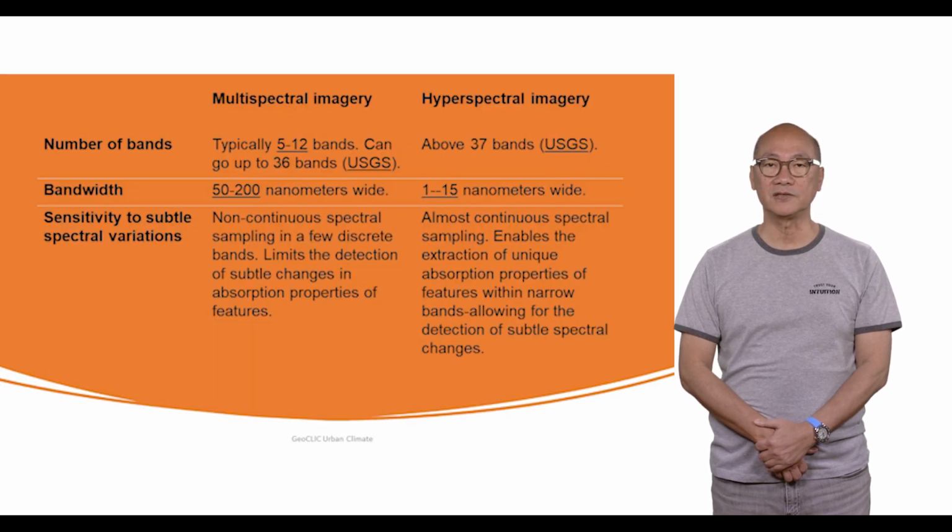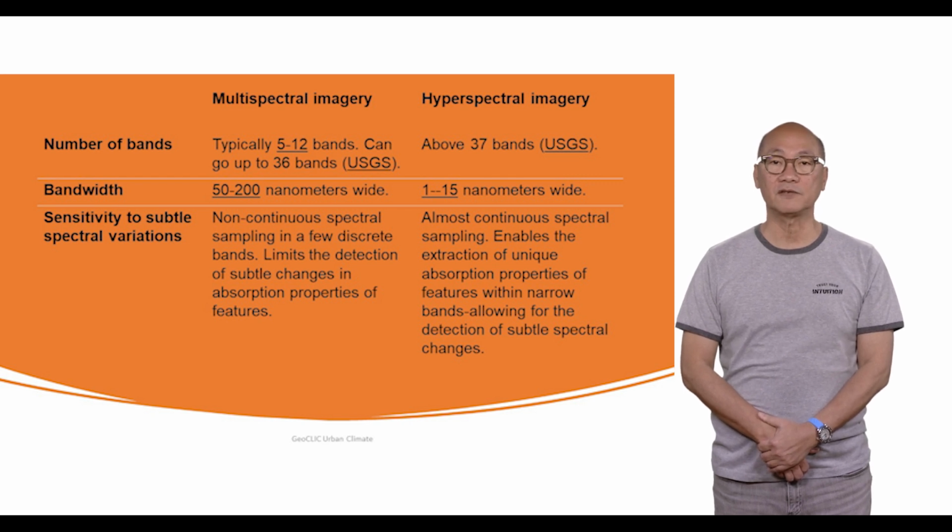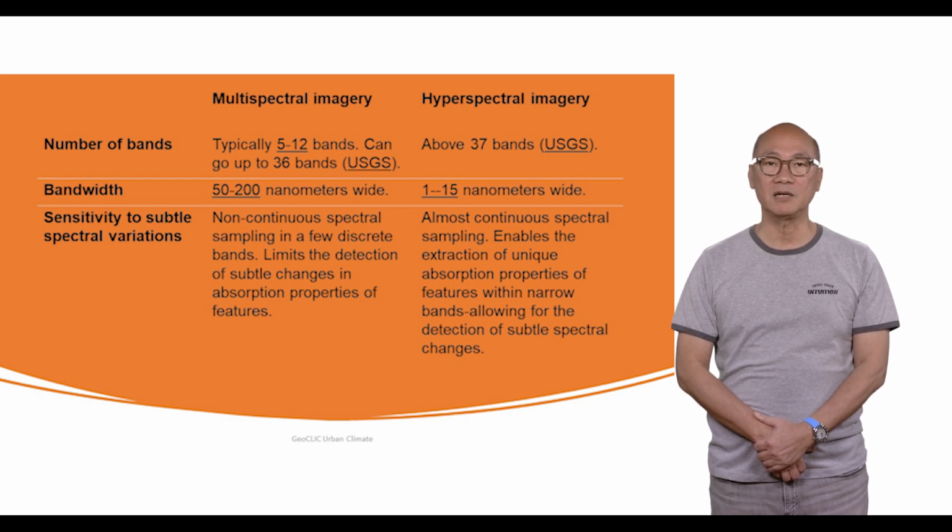This table lists the differences between multispectral and hyperspectral imagery. In terms of number of bands, multispectral imagery typically has 5 to 12 bands. For hyperspectral imagery, it will have dozens and typically more than 100 bands. In terms of bandwidth or spectral resolution, multispectral imagery has between 50 to 2000 nanometers. For hyperspectral imagery, it is at much finer scale, from 1 to 50 nanometers.